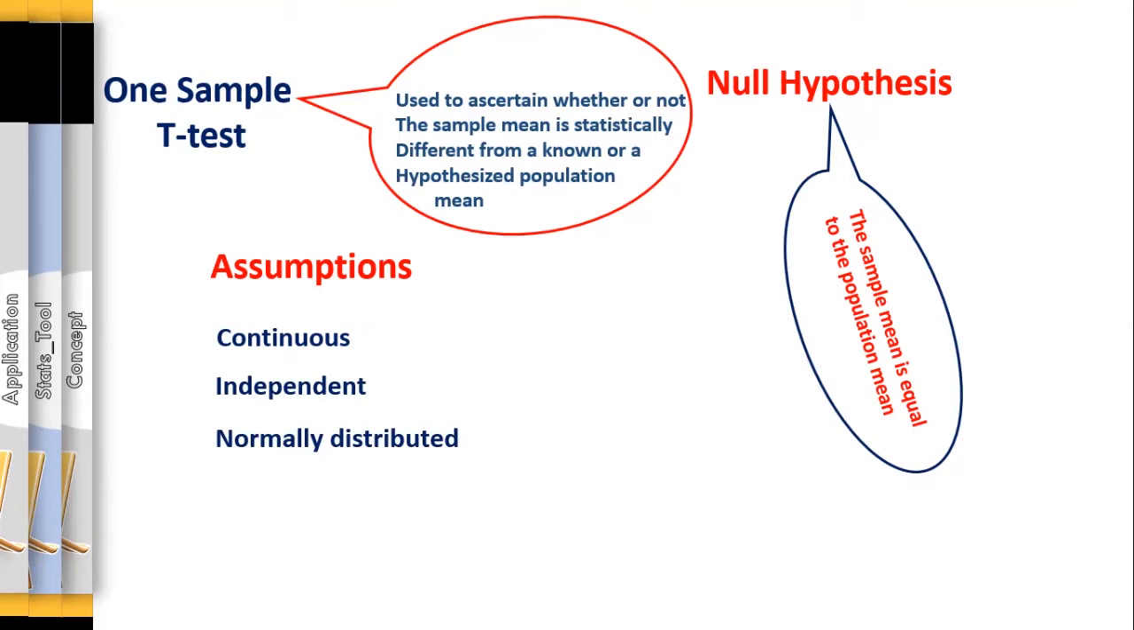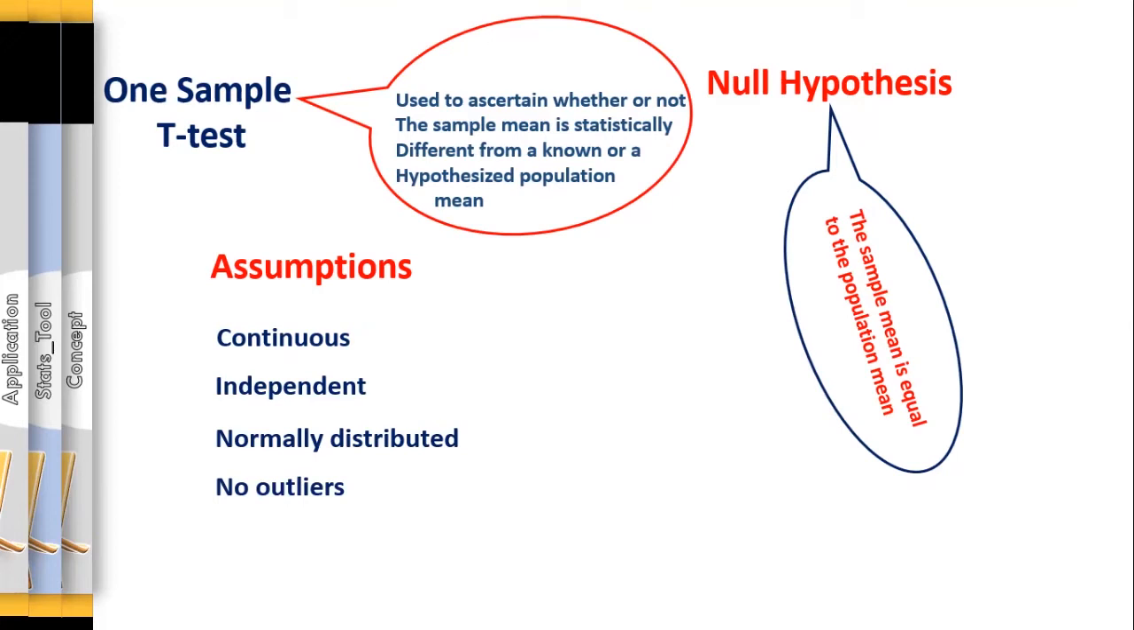Now, if you want to know how to tell if a data set is normally distributed, you may want to read or watch our video on normality testing in the channel. Now, the last assumption that is made is that there should be no significant outliers in the data set that you intend to use to calculate your one sample t-test.